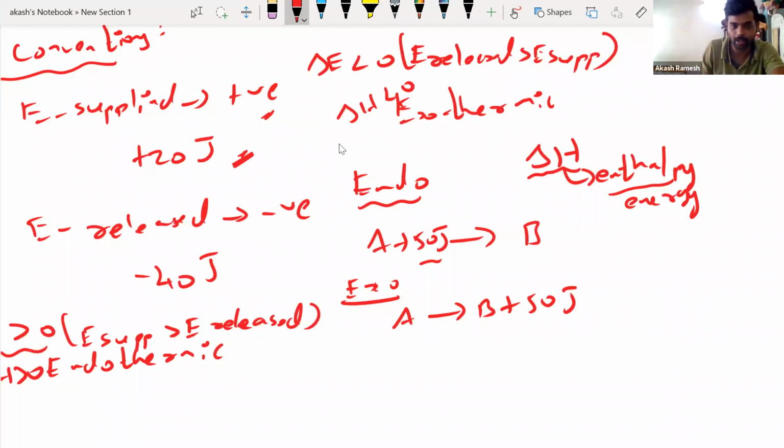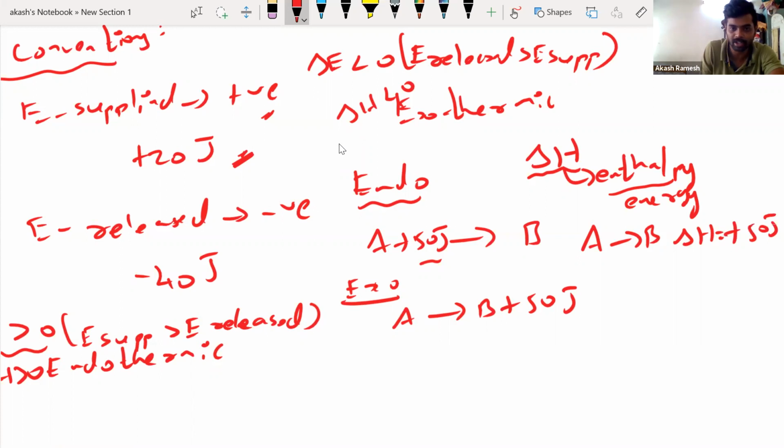Now if it is an endothermic process like this, how will I represent it with the help of delta H? I represent it like this: A giving B. I don't include any numbers in the reactant side. But on the side of the reaction, I write delta H. What is the value? I know the delta H, the energy value is 50. But you have to be very careful with the sign. For endothermic processes, delta H is positive. So you write delta H is equal to plus 50 joules.